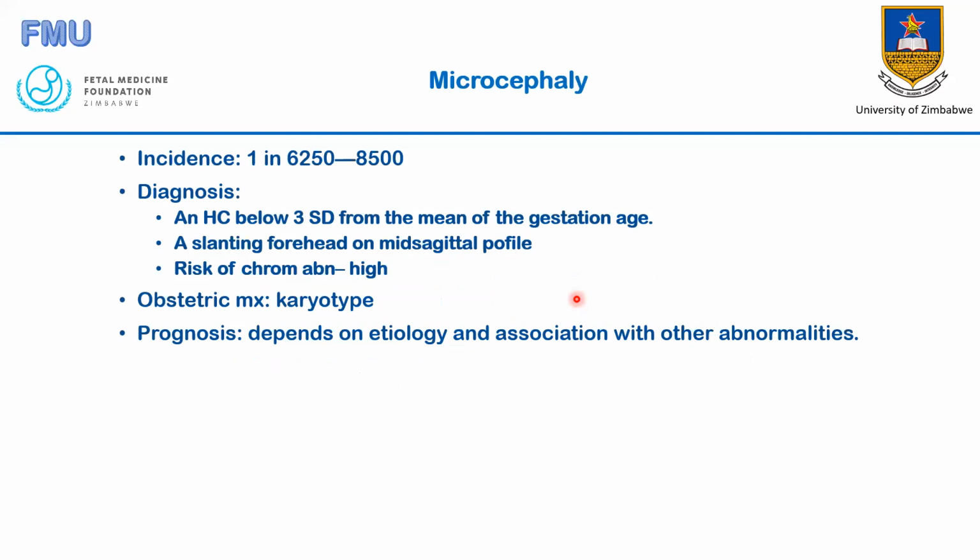So we start with microcephaly, a very bad condition. It occurs in 1 in 6,250 to about 1 in 8,500. Fairly common in fetal medicine terms. I think we've seen 1 or 2 cases ourselves of microcephaly, or more actually. The diagnosis is made if the head circumference is below 3 standard deviations, which should be the third centile, if I'm not mistaken, I have to check. This is a small head, below the third centile from the mean for the gestational age, or 3 standard deviations.